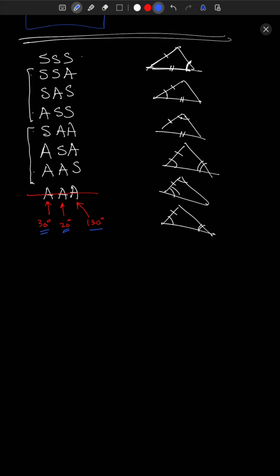Potentially it leads to an infinite number of possibilities. There could be 0, of course, right? If I give you AAA as 30, 20, and 10, they're not even going to add up to 180 degrees, so that obviously wouldn't work. So AAA, you'll never see any problems in 5.1 or 5.2 regarding AAA because there's an infinite number of solutions.